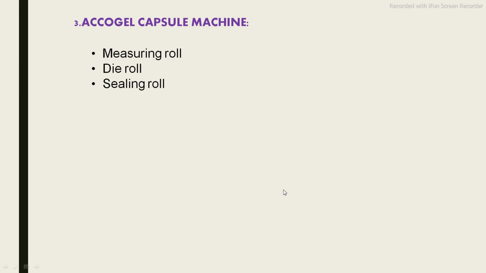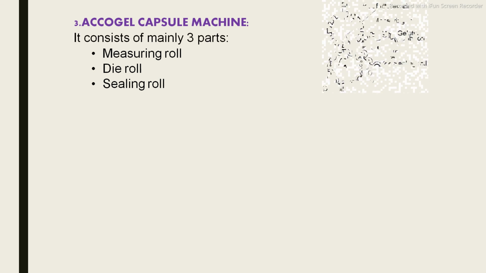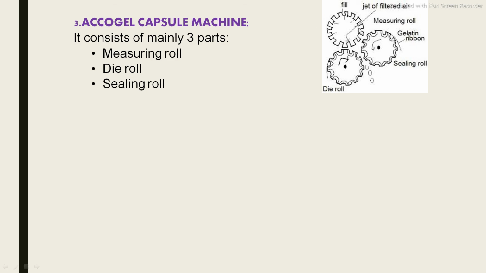Then the next one is the Aquagel capsule filling machine. It has three components or three parts, that is the measuring roll, die roll and the sealing roll. The top one is your measuring roll. Why is it called the measuring roll? Because it transfers the measured doses. Suppose each of your soft gelatin capsules is required to be filled with 1 ml of medicament. This 1 ml of medicament is transferred by means of this measuring roll. So the measuring roll will transfer the measured doses into your soft gelatin capsule.